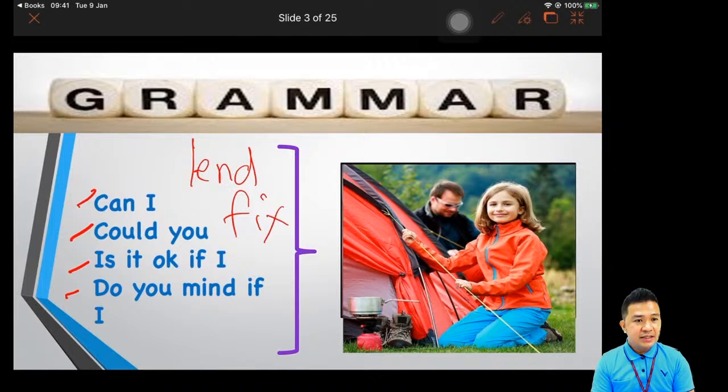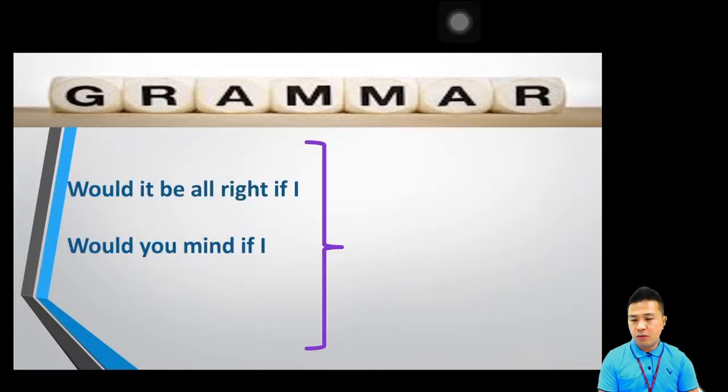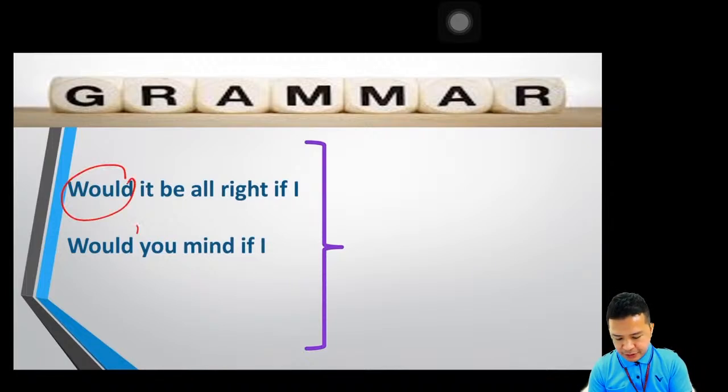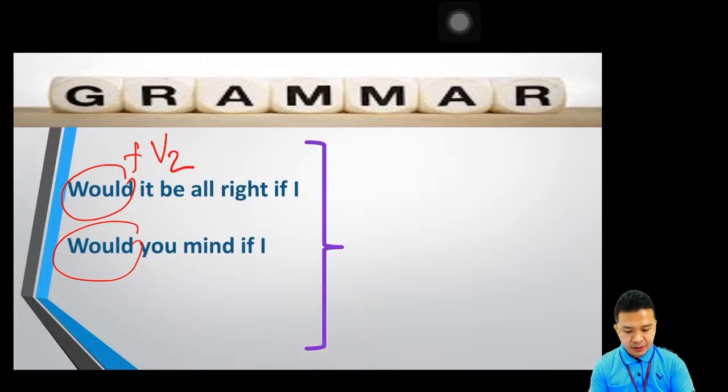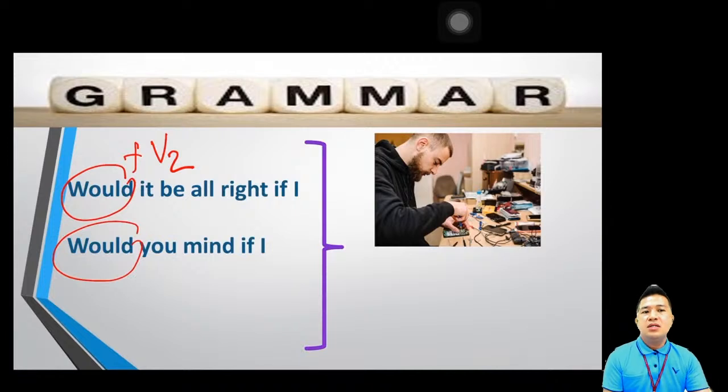Very good. So thank you for giving me the correct sentence structures. Let's move to another one. Would it be all right if I? Would you mind if I? Take note of the modal would. This is always followed by verb to. Okay, let's start. Picture 1. Look at the man. He's fixing what? A sentence for this.